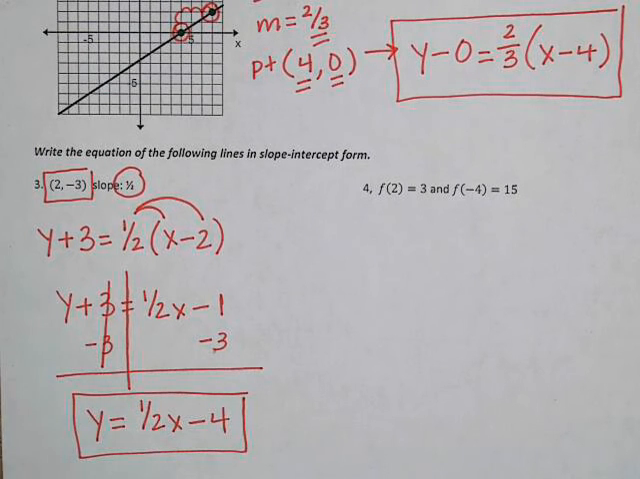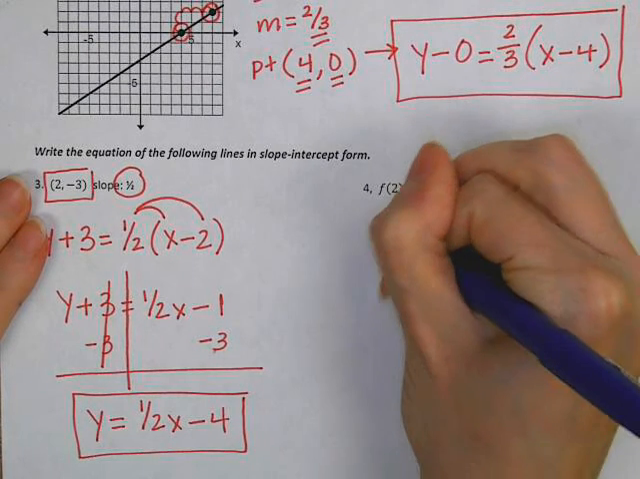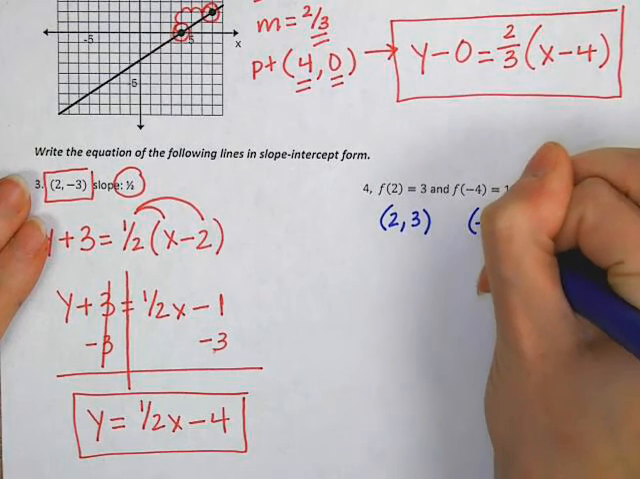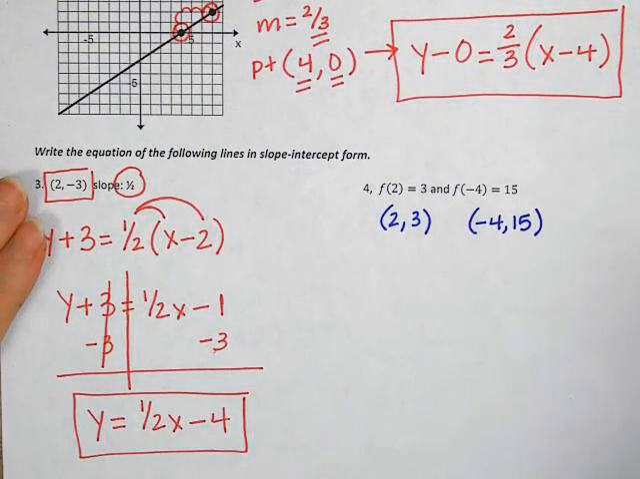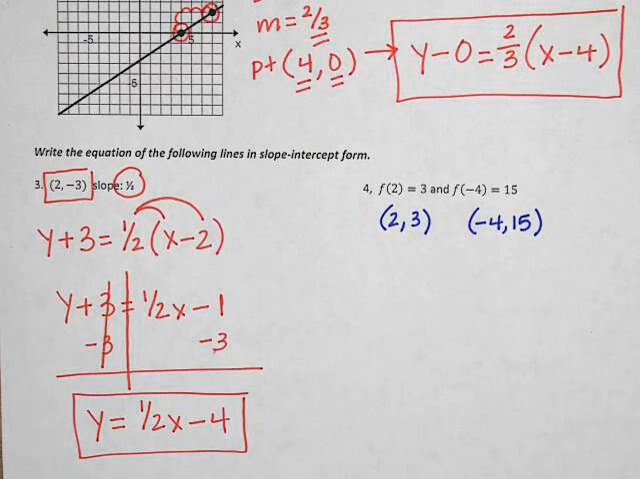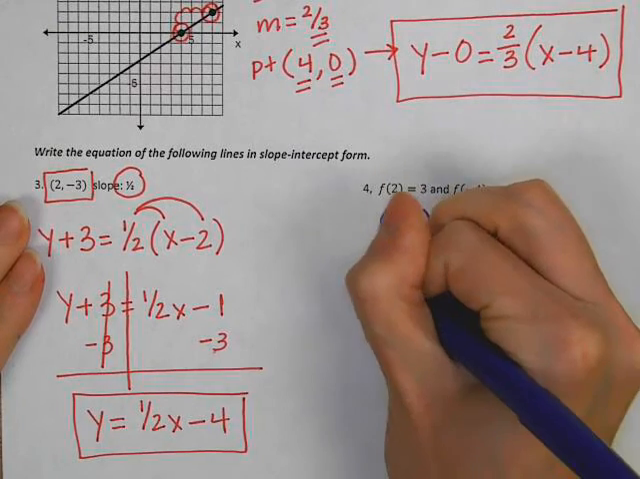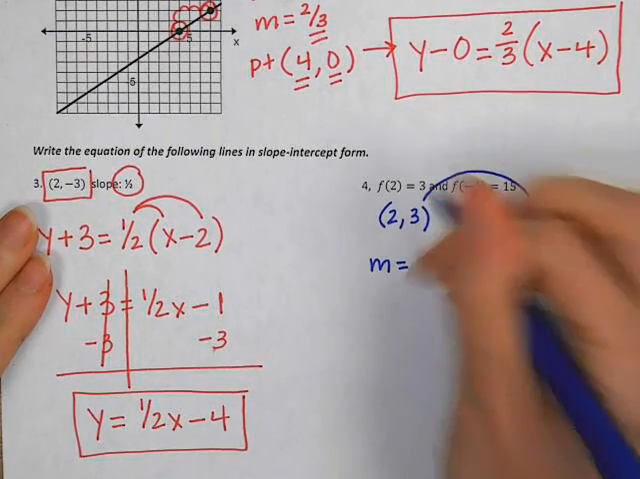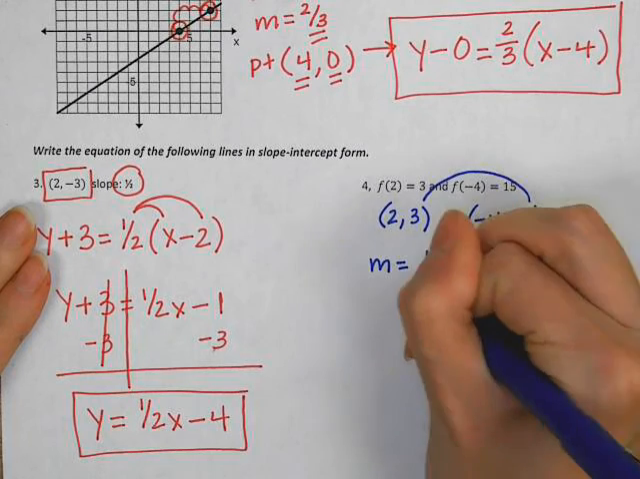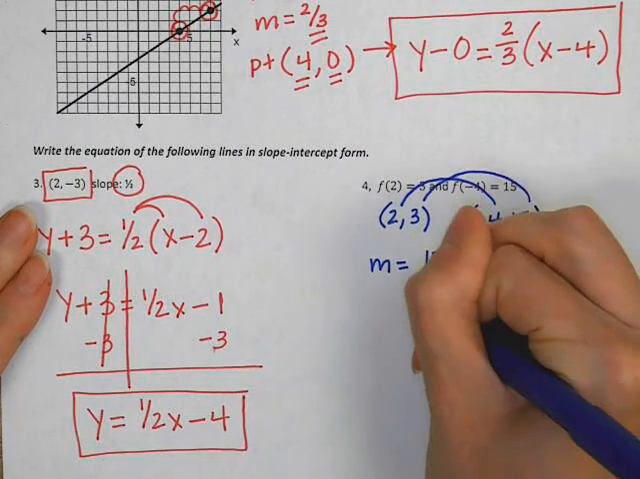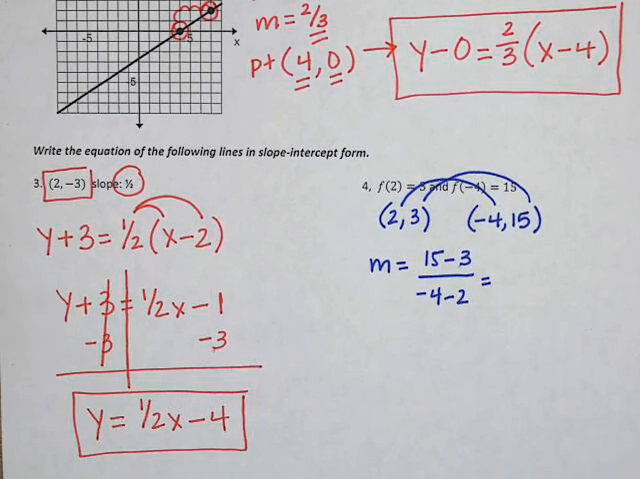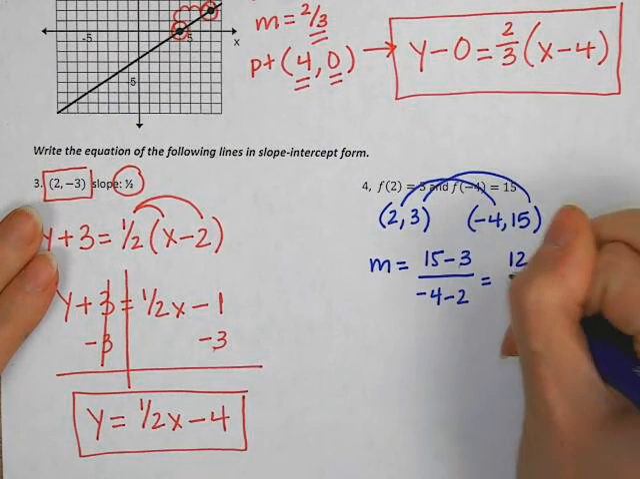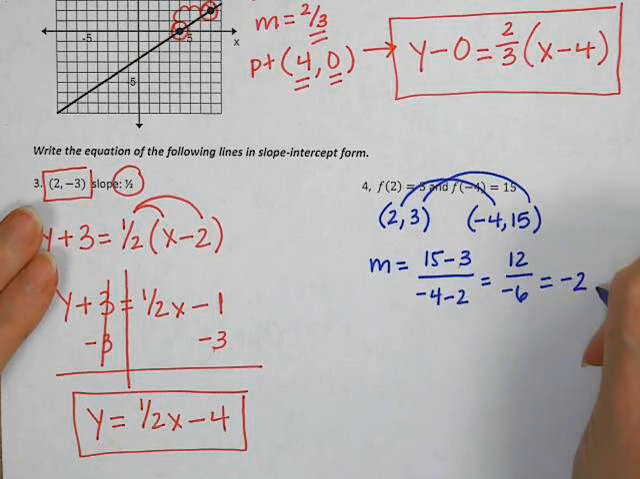And then lastly, number 4, again, feel free to pause it if you want and try. You're given 2 ordered pairs. This one is (2, 3), and this one is (-4, 15). We're going to do the same thing we just did, but first we have to find slope. So again, y minus y, so 15 minus 3, over x minus x, -4 minus 2. And that reduces to 12 over -6, which is -2.